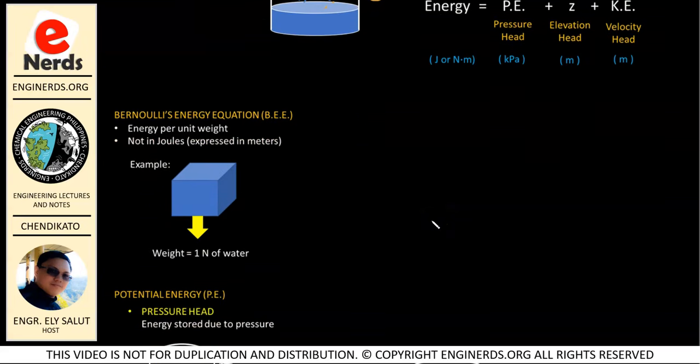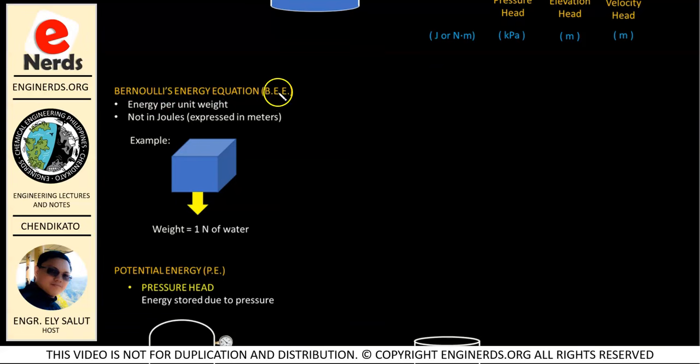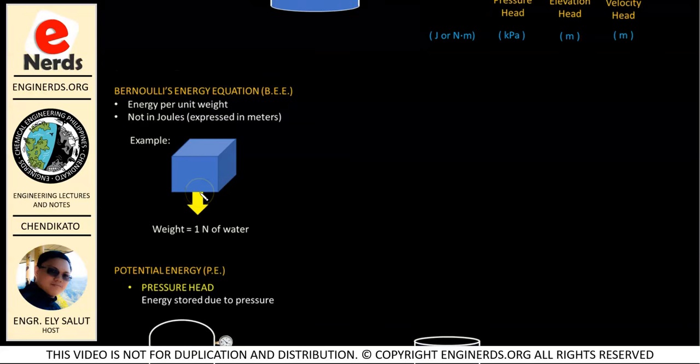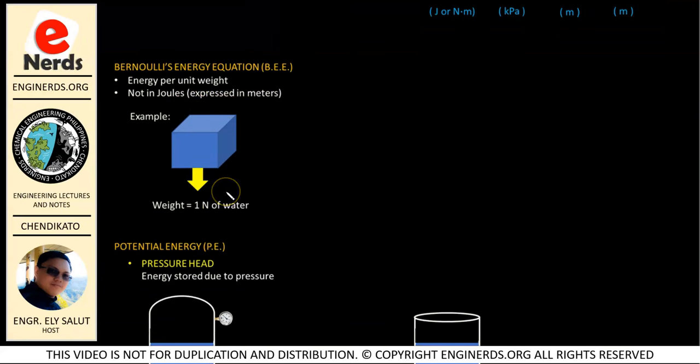You can do that because Bernoulli's energy equation, which is BEE, is expressed in energy per unit weight. So it is not just energy. If we are using Bernoulli's energy equation, it is energy per unit weight. So it is not in joules. It is expressed in meters. Paano yon? Let us try to consider this example here.